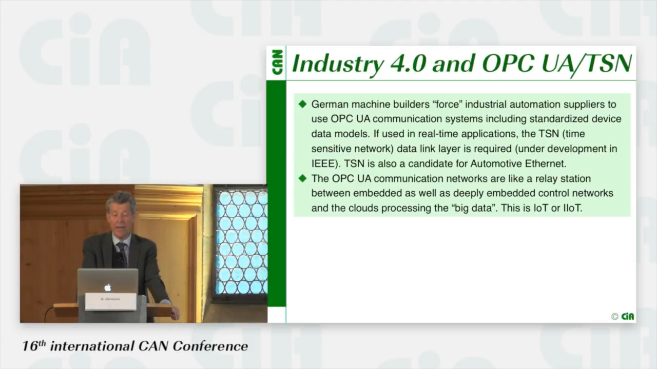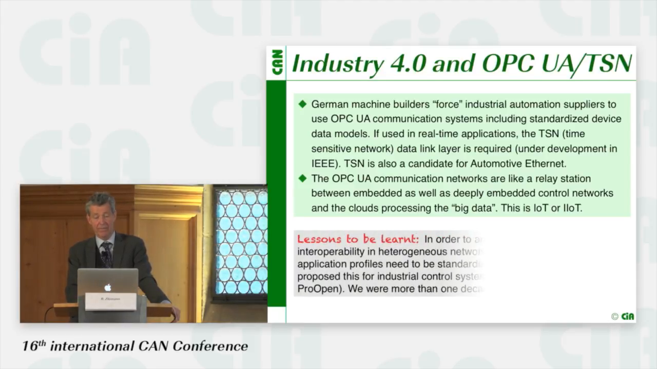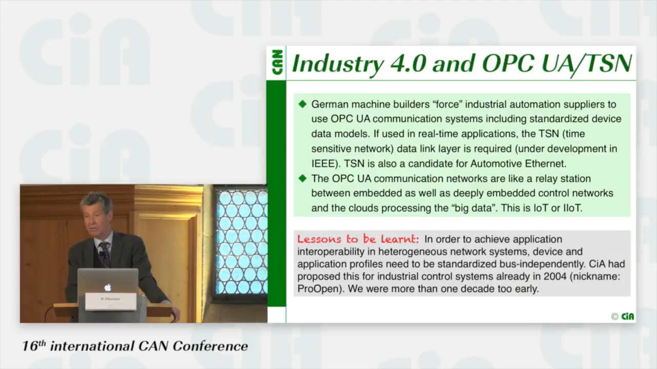The OPC UA communication networks are like a relay station between the deeply embedded networks and the IoT world. That's what is called cloud and processing big data. So the lesson to be learned is that we have to achieve application interoperability in heterogeneous network systems. Device and application profiles need to be standardized bus independently.